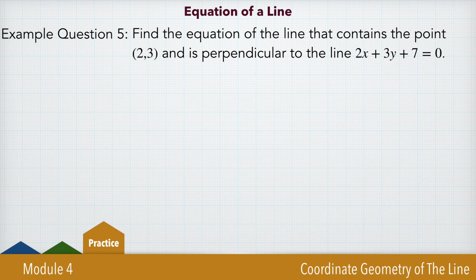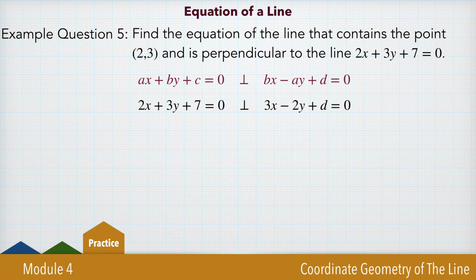In our last practice question, we are asked to find the equation of a line that contains the point 2, 3 and is perpendicular to the line 2x plus 3y plus 7. We know that with perpendicular lines, the coefficients on the x and y terms are swapped, and the sign of the new y term is changed. The equations will also have different constant terms. Our required line will be 3x minus 2y plus d. We must now find d, the constant term.